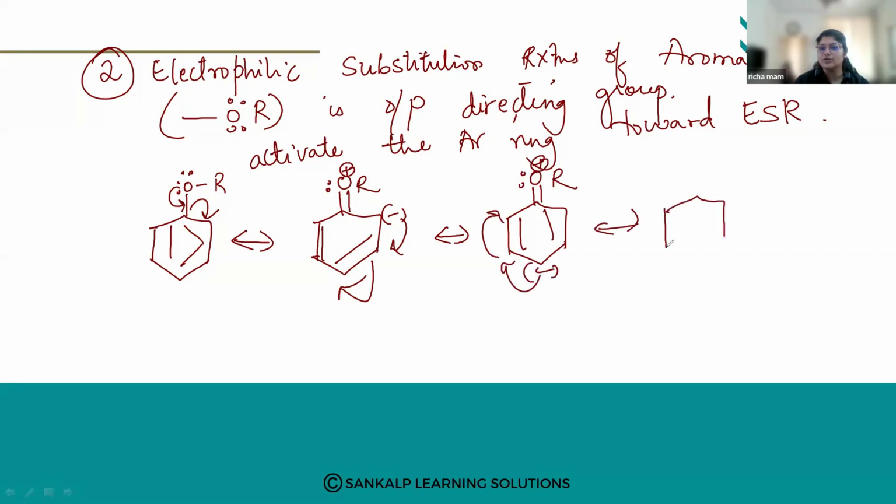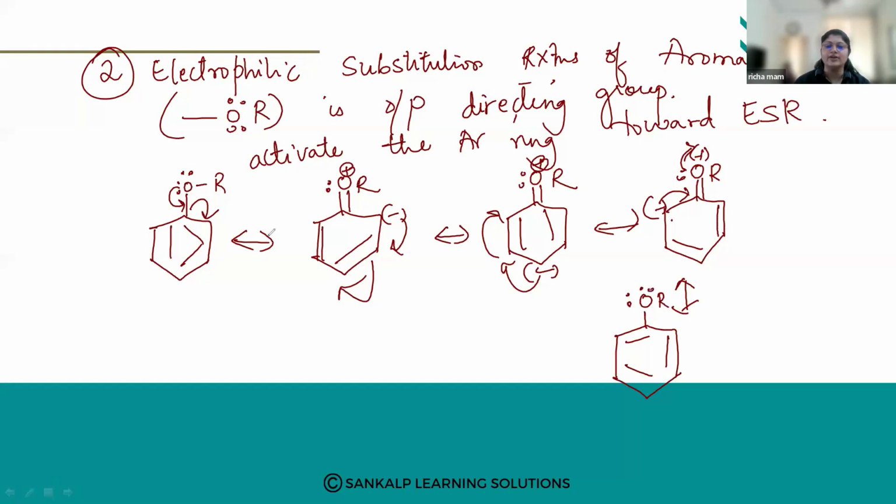So just see how the delocalization of electrons takes place. These are the resonance structures. So you can see how the negative charge is. It is more stable at the ortho and para positions. So let us see how the attack takes place. First is the halogenation.